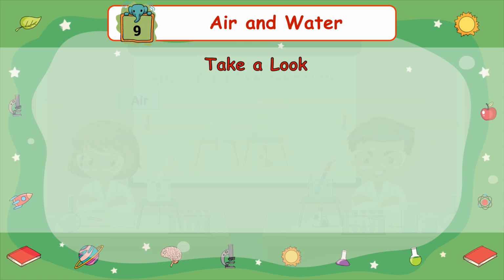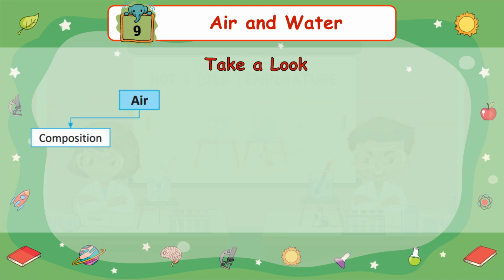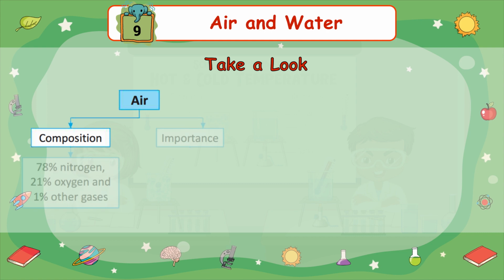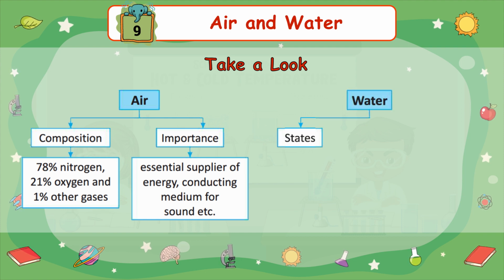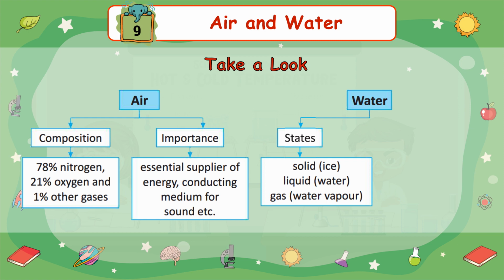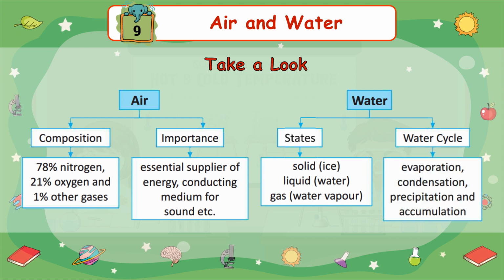Take a look. Air. Composition: 78% nitrogen, 21% oxygen, and 1% other gases. Importance: essential supplier of energy, conducting medium for sound, etc. Water. States: solid, ice; liquid, water; gas, water vapor. Water cycle: evaporation, condensation, precipitation, and accumulation.